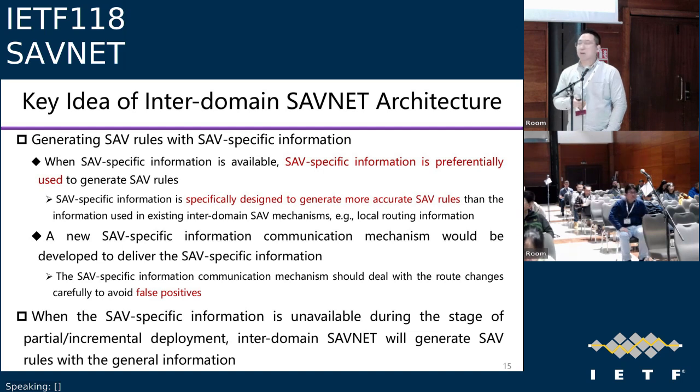In order to communicate the SAV-specific information, a new SAV-specific information communication mechanism would be developed. And it should deal with the route changes carefully to avoid false positives. During the stage of partial or incremental deployment, when the SAV-specific information is not available, inter-domain SAV will generate SAV rules with the general information.